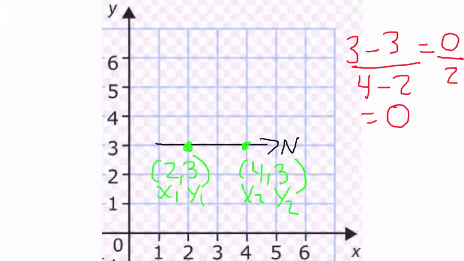So the slope of horizontal lines is 0, meaning it has no slope. It has no incline or decline or tilt.